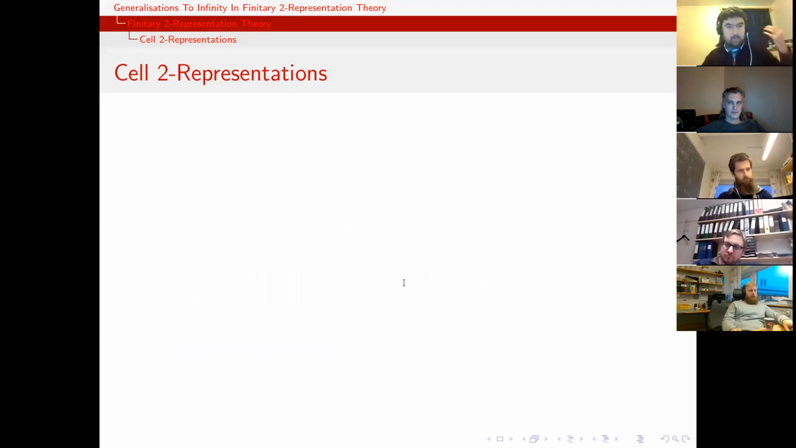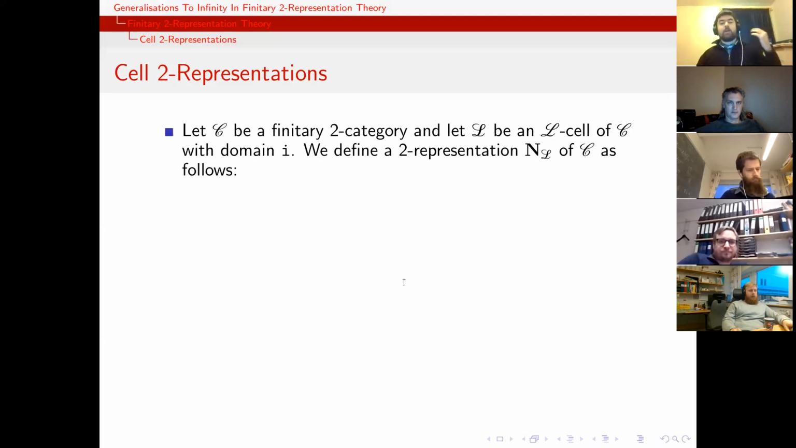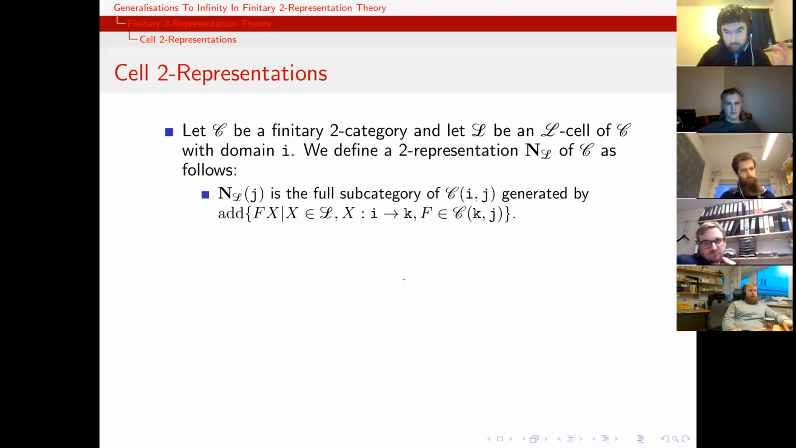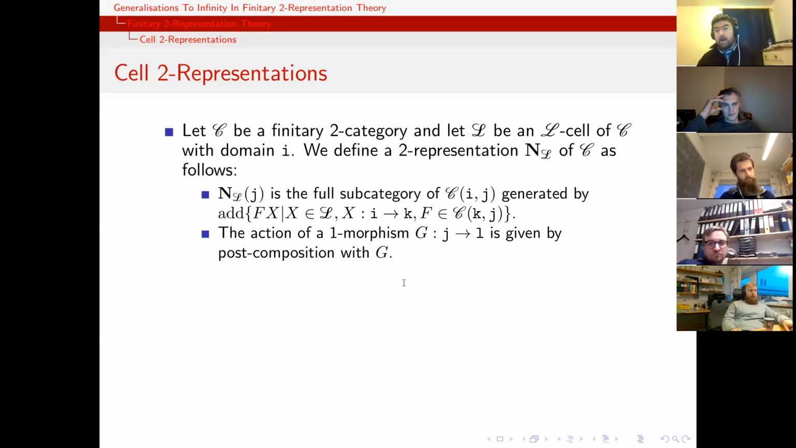So we have defined cells, and this allows us to define cell two-representations. So we take some finitary two-category, and we take L to be some left cell of this two-category with domain I. As I mentioned, common source object. So we can now define a two-representation N sub L of C, which is roughly the two-representation of C generated by the left cell. So each target category N sub L J is a full subcategory of C_IJ generated by the composition of some element of the left cell with any other one-morphism that it can be composed with from the two-category. And then we have a very simple action. So the action of a one-morphism is given by composing with the one-morphism, and the action of a two-morphism is just effectively horizontal composition.